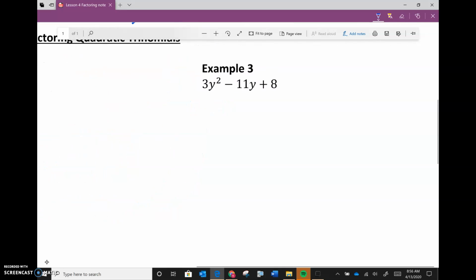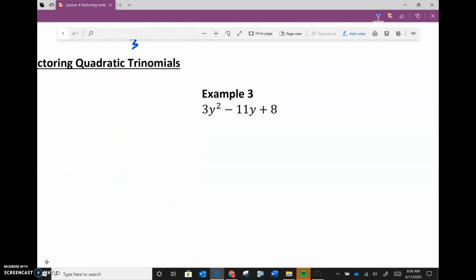If a is something other than 1, like example 3, we do have to use the entire box method here. So let's take a times c, positive 24, factors of positive 24 that add to negative 11. Well, 24 and 1, those two do not add to negative 11. 12 and 2, those two do not add to negative 11. Other factors of 24, how about 8 times 3? Those two add to positive 11.